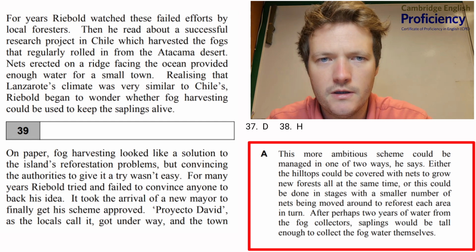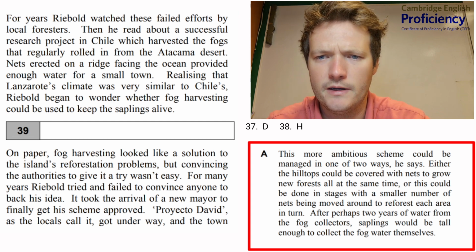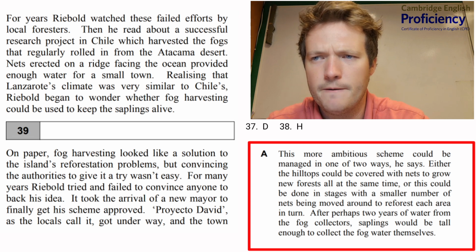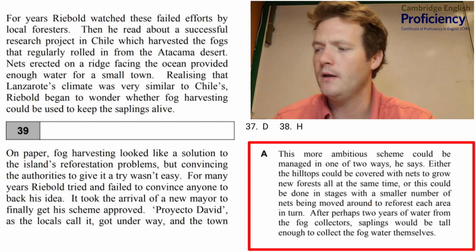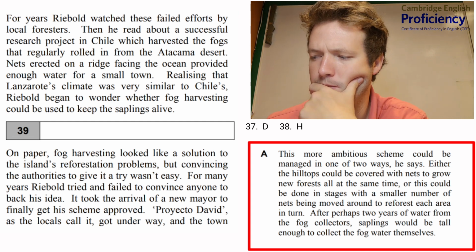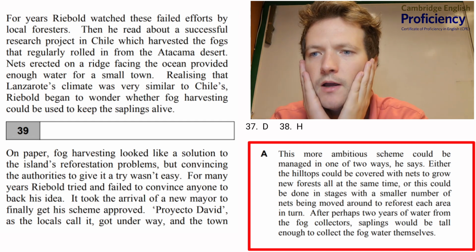It goes on into the next paragraph. On paper, fog harvesting looks like a solution to the island's reforestation problems. But convincing the authorities to give it a try wasn't easy. I think 39A is a possibility. Let's just have a look and see if there are any others.